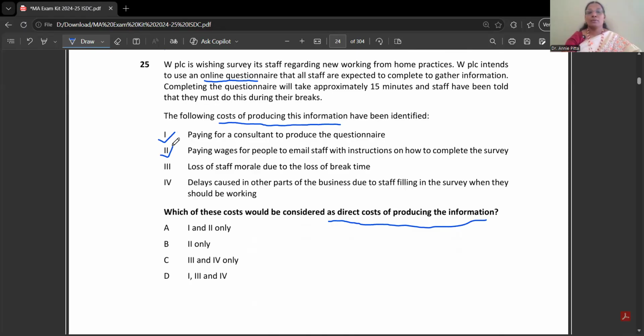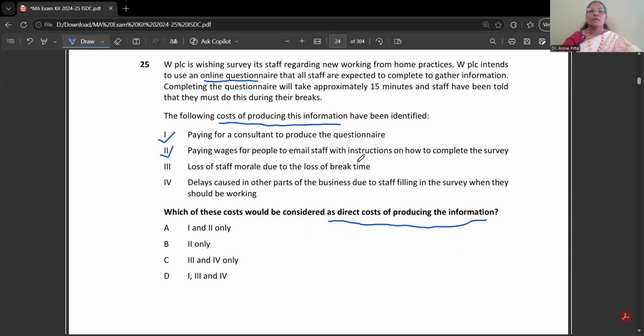What about the third one? The third one is loss of staff morale due to loss of break time. What happens? Loss of morale. See, they are demotivated because their free time is used to collect the data. That's perfectly fine. That impact will be seen eventually on their work, and their productivity will be affected. So that will cost the organization. But direct identifiability is now not there. Over a period of time the impact or the effect will be seen, but is it directly identified with the function or the activity of collecting the data?